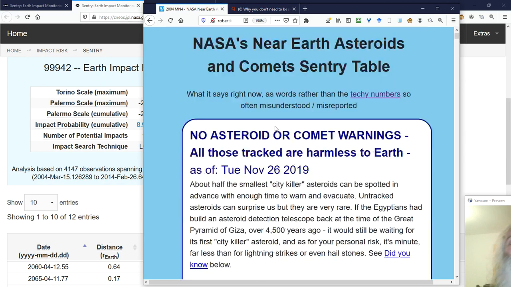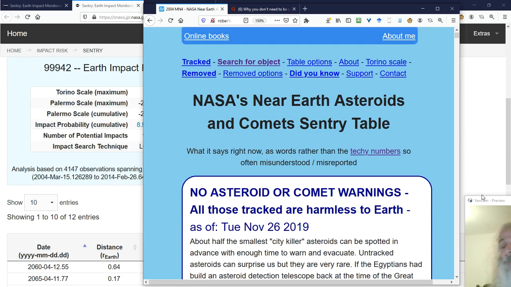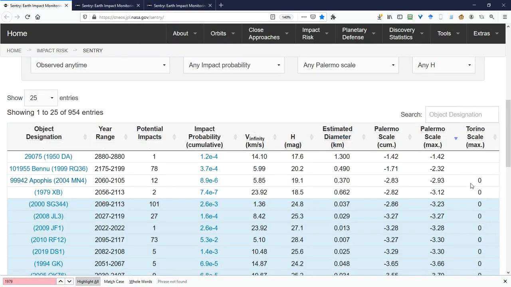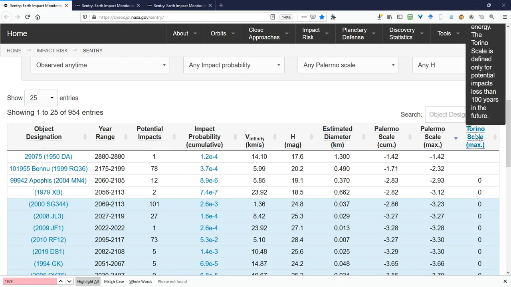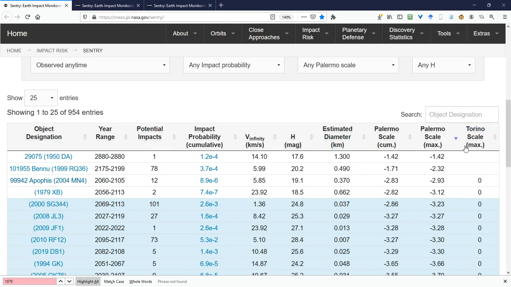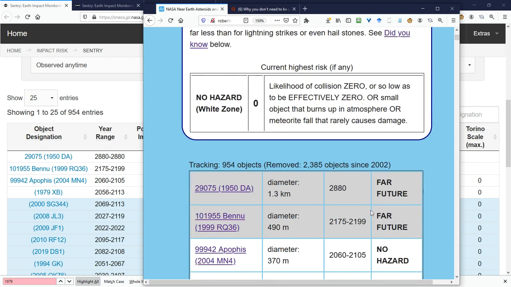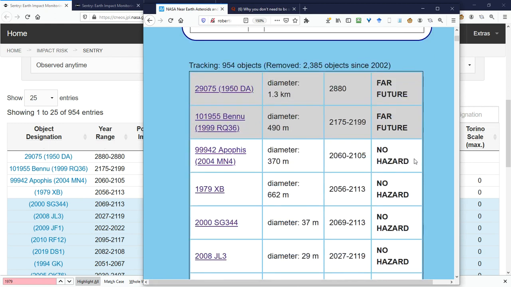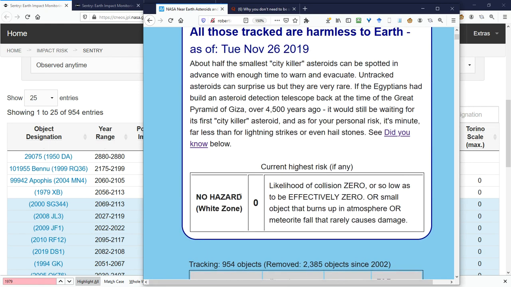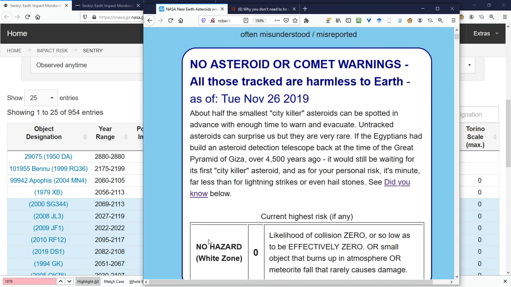Then you see all these numbers. If you go back to this page, all those numbers are 0, and it's arranged with the highest risk first, which is no hazard. In other words, there's no hazard at all because the first one is 0. And that's what mine does. When you go to the tracker, it sorts it with the highest risk first, and if the highest risk is no hazard, which it is today, then it says current highest risk, if any, no hazard.